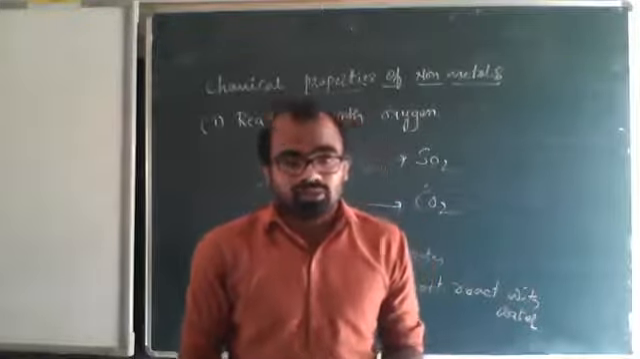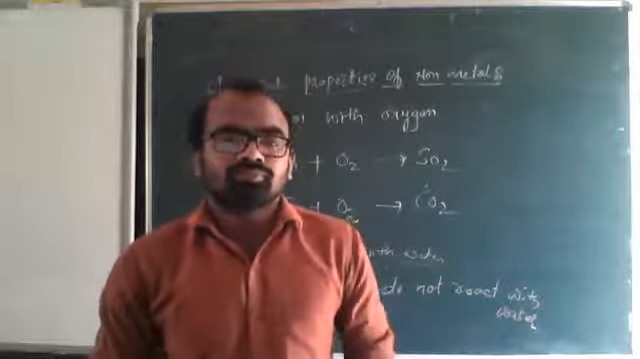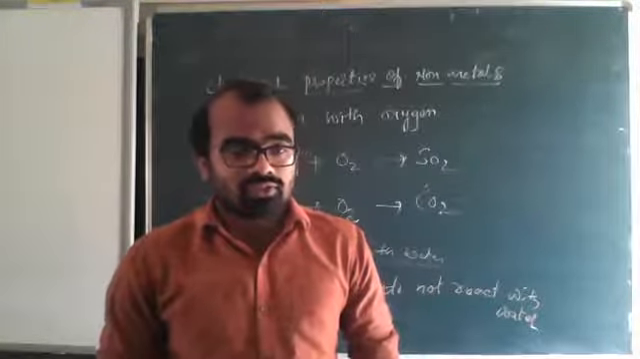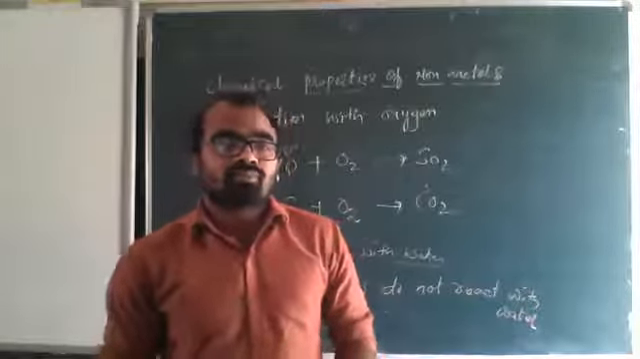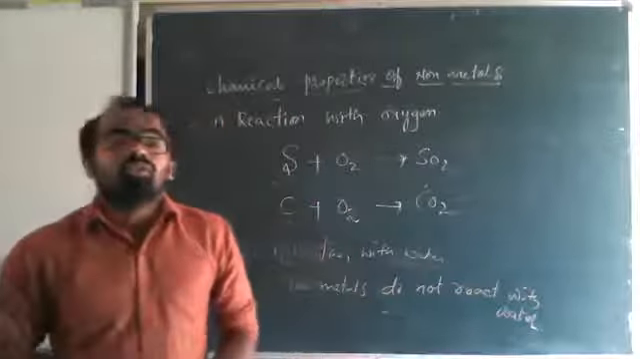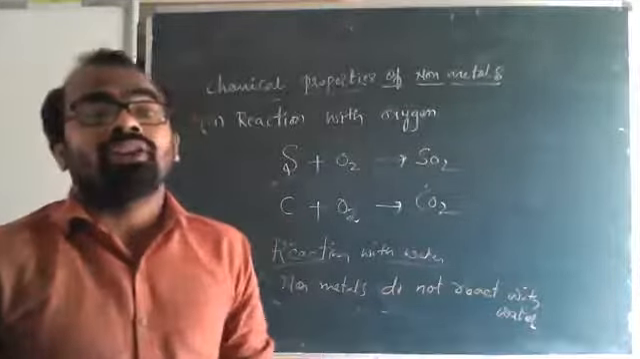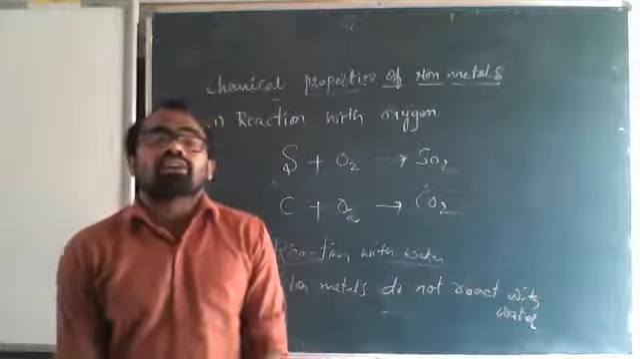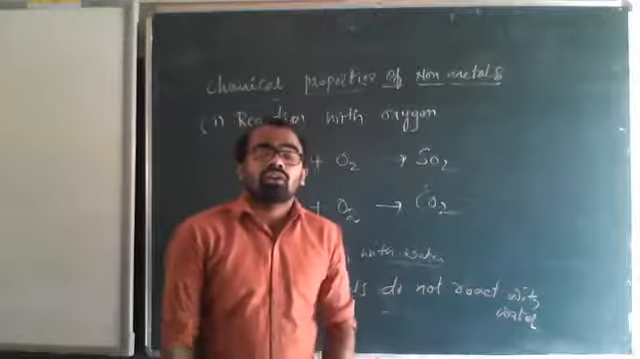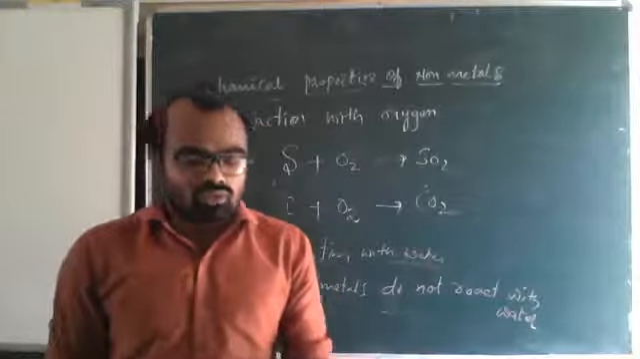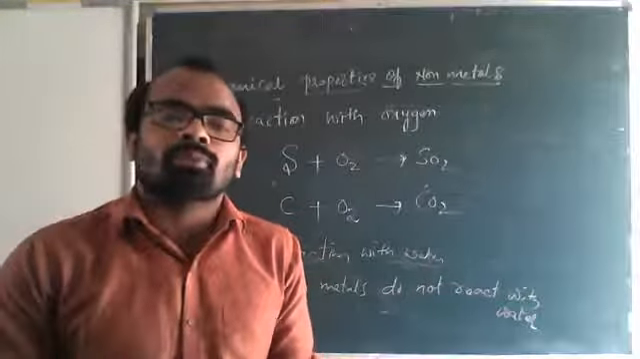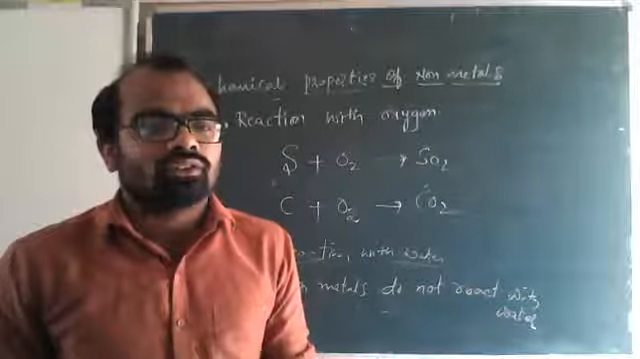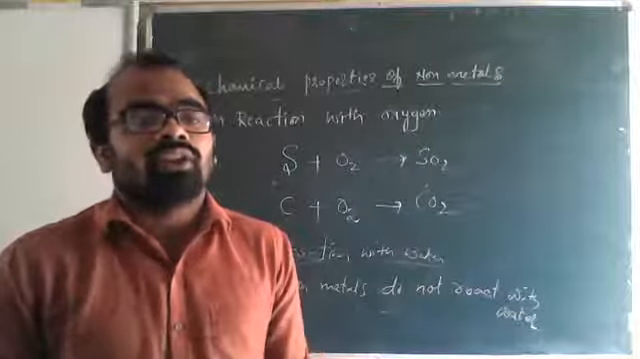Which are the non-metals? Carbon is a non-metal, sulfur, phosphorus, then iodine, fluorine, bromine, chlorine, argon, neon, xenon, krypton, radon. See, these all are non-metals. But in this, helium, argon, krypton, xenon, radon are also called as what? That time when I was telling non-metals, I was telling this.